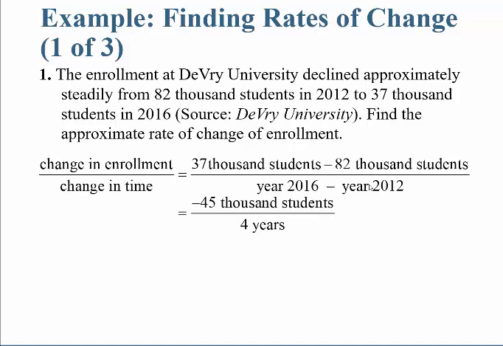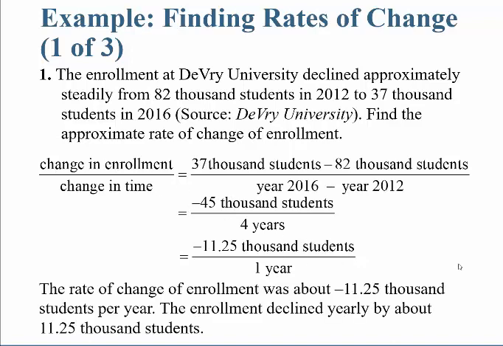So you get minus 45,000 students divided by 4 years here. Simplifying this with unit analysis, what we're saying is it lost 11.25 thousand students each year. We're just changing the denominator to a 1 here; basically we're taking the 45 and dividing it by the 4. So the rate of change of enrollment was about minus 11.25 thousand students per year. So we can say that enrollment declined yearly by about 11.25 thousand students.